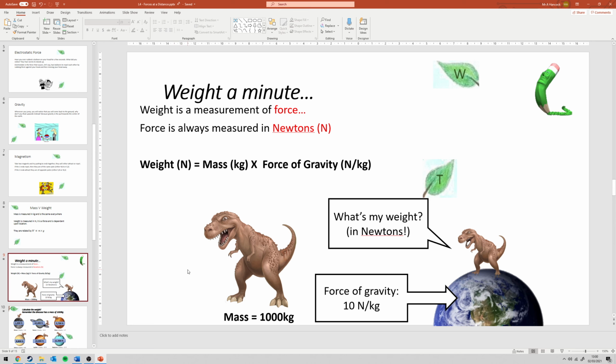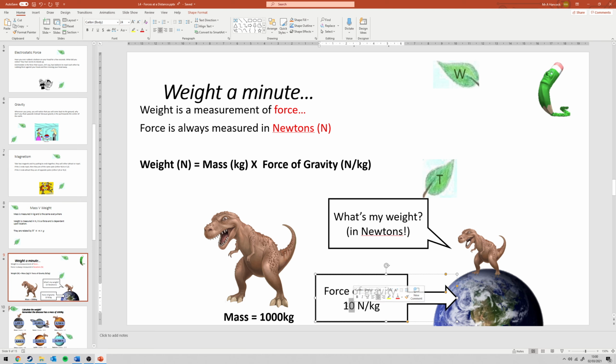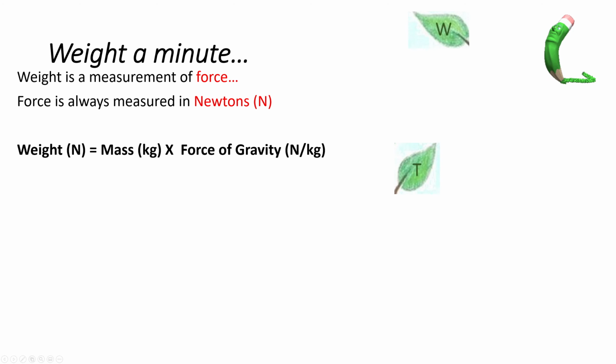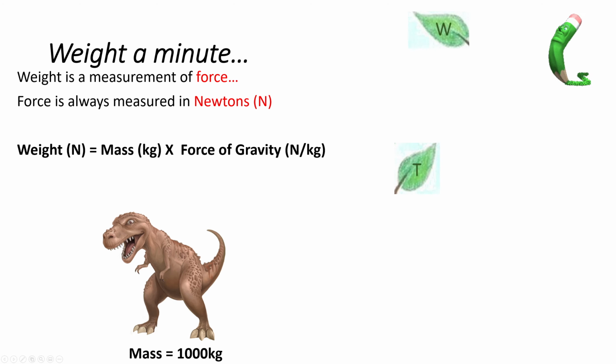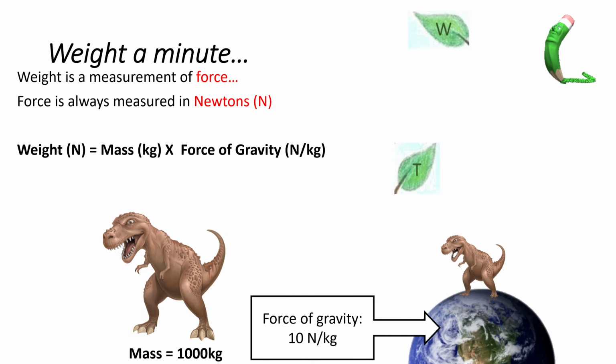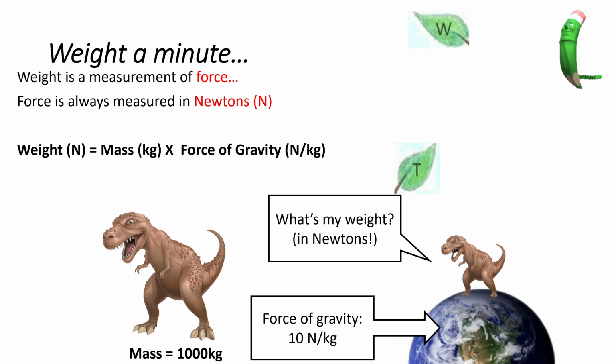Now, what this is saying is that depending on where you are depends on your weight. On Earth, the force of gravity is not 10 but 9.8, but we are going to round it to 10 for this example here. Let's say this dinosaur has a mass of 1,000 kilograms. The force of gravity on Earth is 10 newtons per kilogram. So what is this dinosaur's weight?